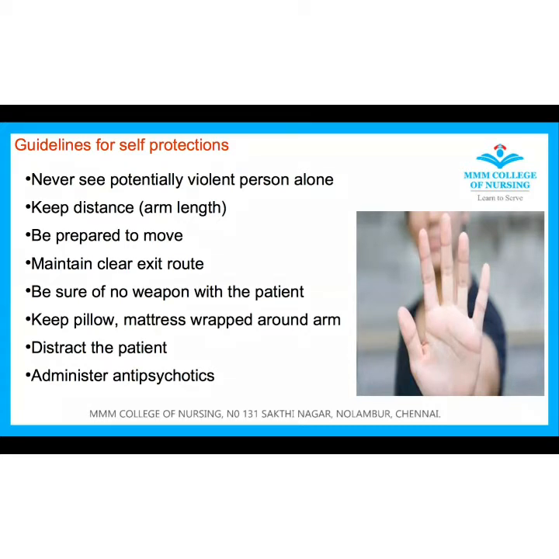Be sure that the patient has no weapons in his possession before approaching him. If the patient has a weapon, ask the patient to keep it on a table or the floor rather than fighting with him to take it away. Keep something like a pillow, mattress, or blanket wrapped around your arm between you and the weapon. Distract the patient momentarily to remove the weapon, such as by throwing water on the patient's face or yelling. Administer antipsychotic medications as ordered by the doctor.